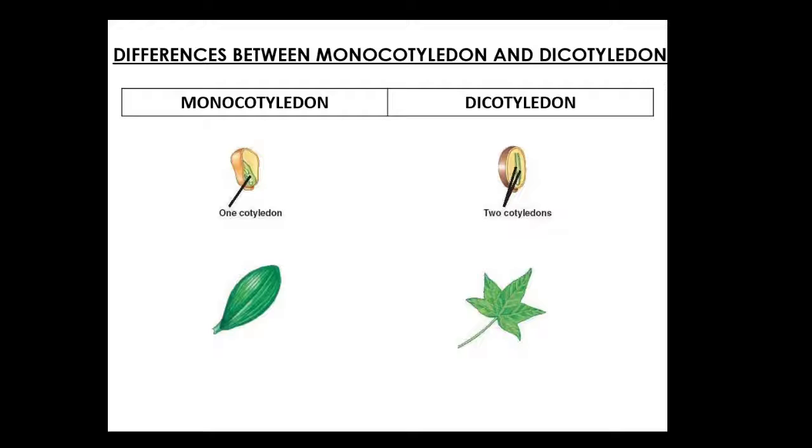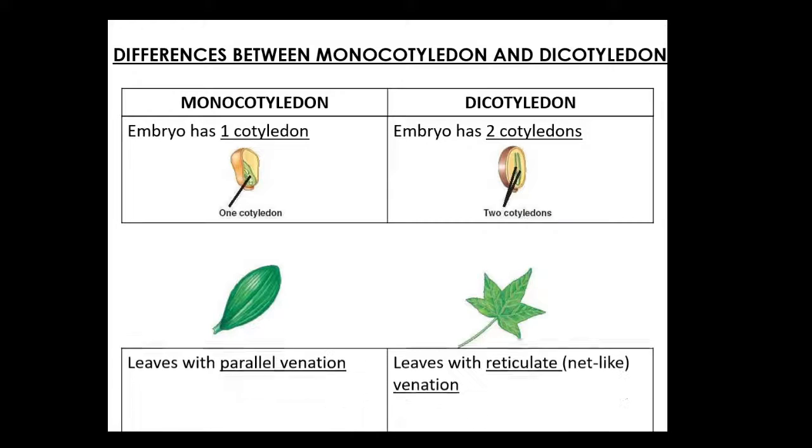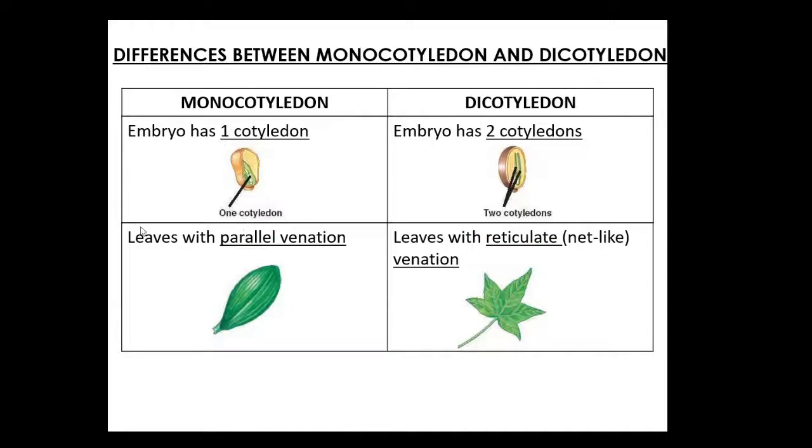Okay, so monocots, they will have only one cotyledon in its seed. The dicots will have two cotyledons in its seed, in its embryo, sorry. And then monocots will have leaves with parallel veins.